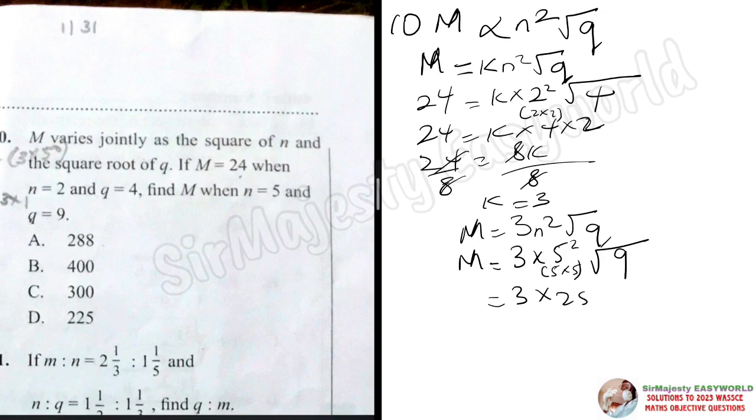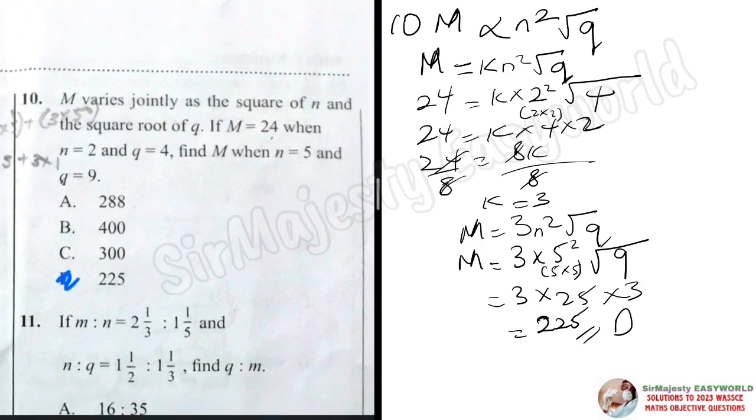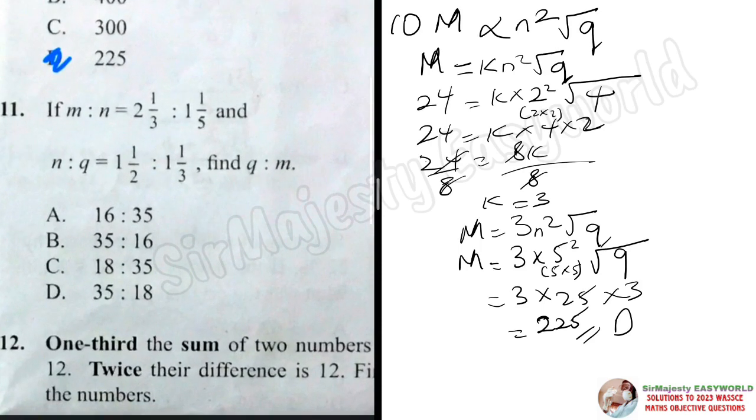That's 25 multiplied by 3. So this is 9 times 25. 9 times 25 will give us 225. So the correct answer to this question is D. Let's just show this here. So the next question is the ratio of m to n is 2 1 over 3.